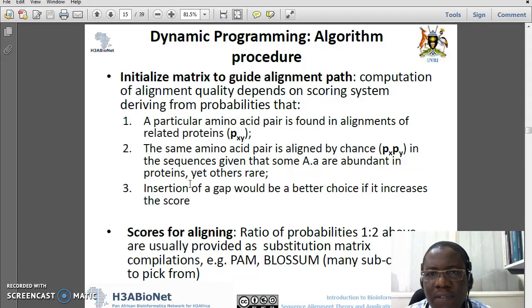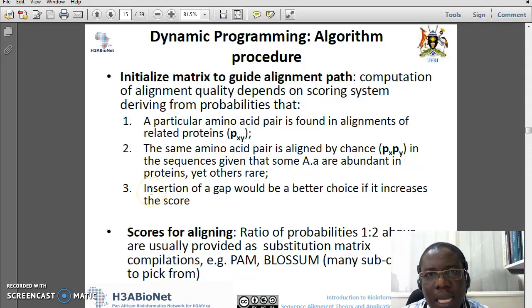probabilities of aligning a pair of amino acids, or matches, so that the probability that they can be aligned in alignments of related proteins is divided by the probability that they can be aligned by chance in the proteins of unrelated, obviously, proteins, after factoring in the relative abundance of the amino acids in question. So that's how you get the score, basically, of the matches that you get.